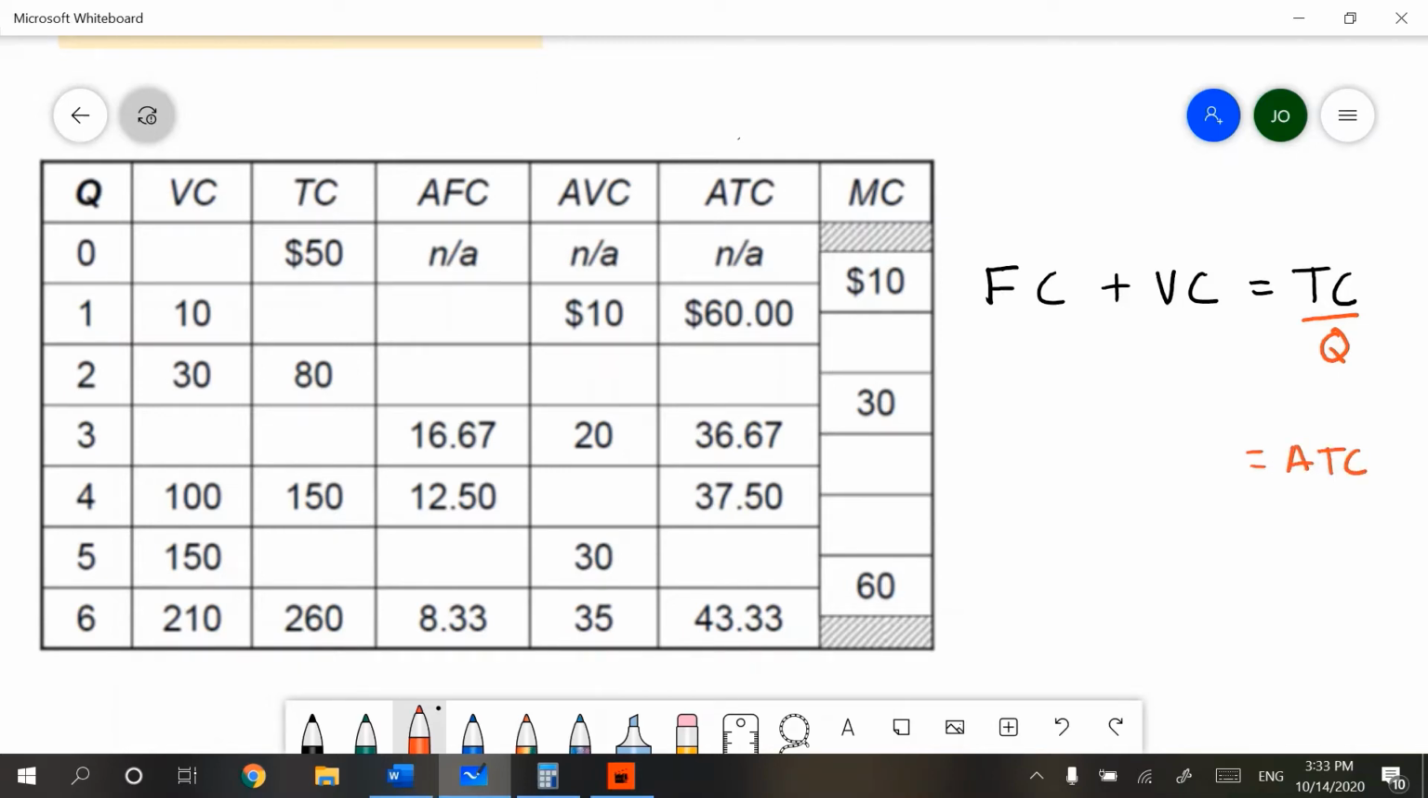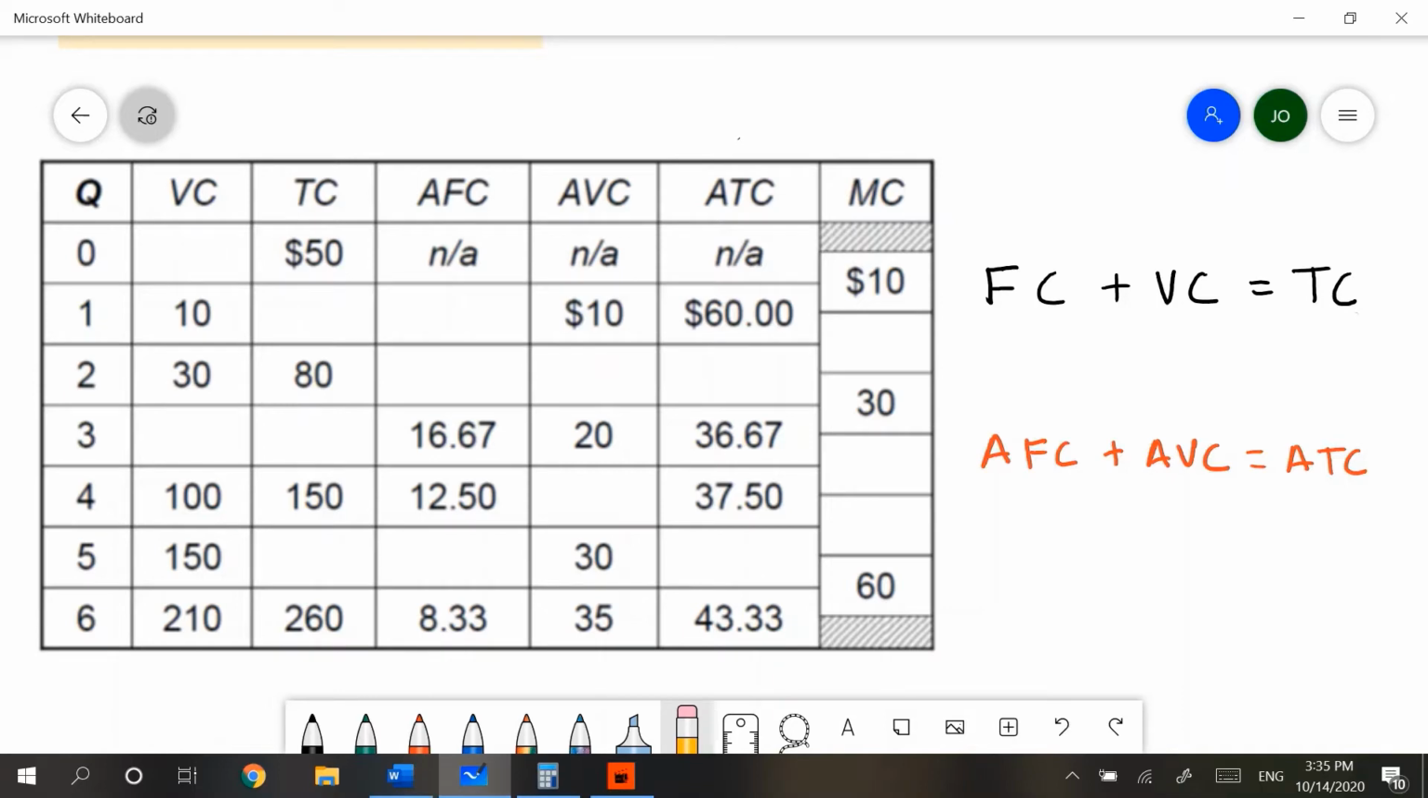Since we are in fact dividing total cost on that side of the equation, we must also do it on this side of the equation. This gives us a different equation. We have average fixed cost plus average variable cost is going to equal our average total cost.